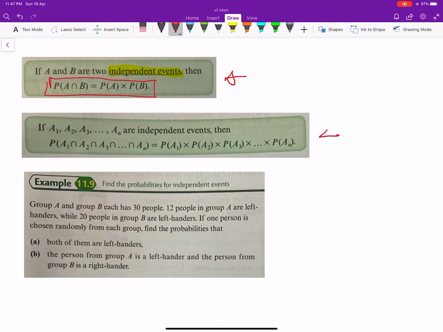And here, for more than 2 independent events, which are all still independent of each other, we get a similar formula: P(A1) times P(A2) times P(A3), up to P(An), will equal P(A1 and A2 and so on, up to An). Okay, so now we go to one example.